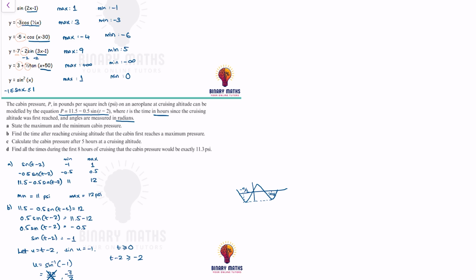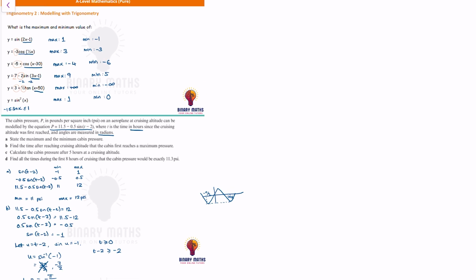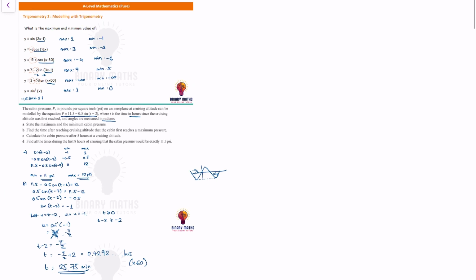0.4292 and so on. Obviously this is measured in hours. So I need to find the first time after reaching cruising altitude. If that is in hours, it doesn't make much sense. So what I would do is convert it to minutes, because it makes more sense. If I times it by 60, I get t is equal to 25.75 minutes. So 25.75 minutes after reaching cruising altitude, the cabin first reaches the maximum pressure. That makes more sense than leaving it as it is.